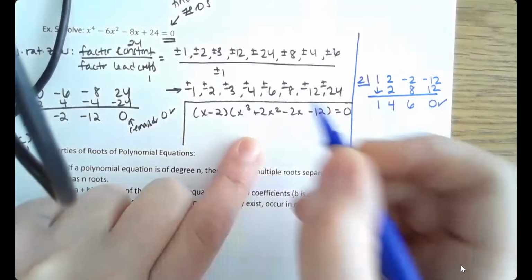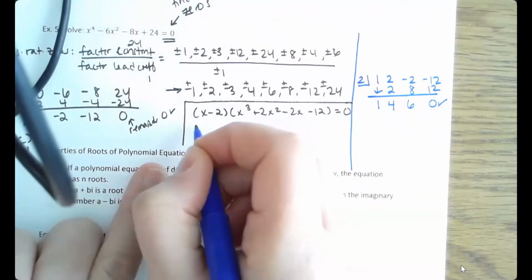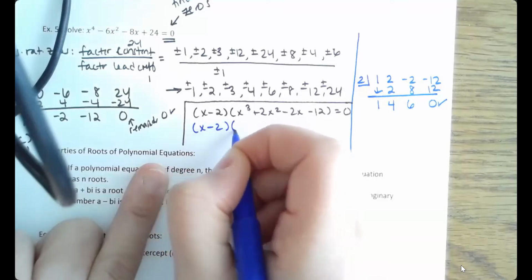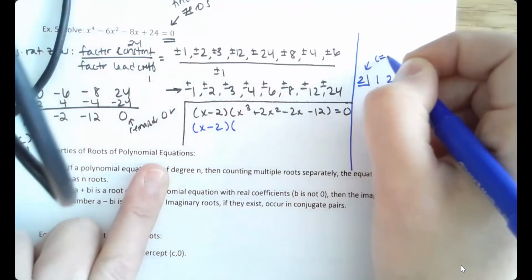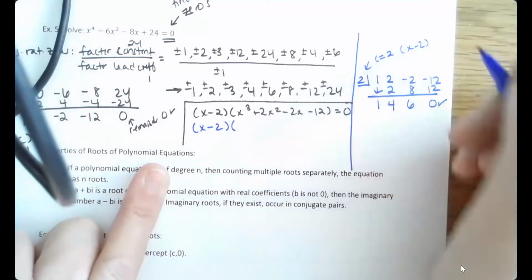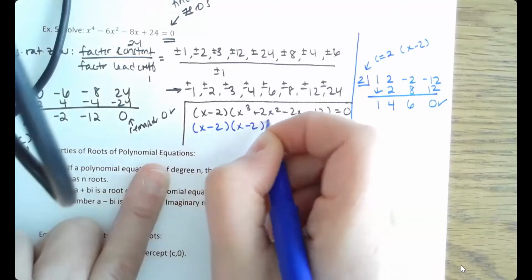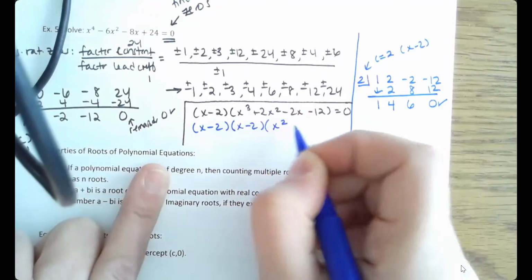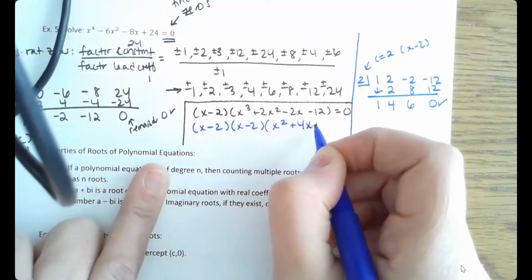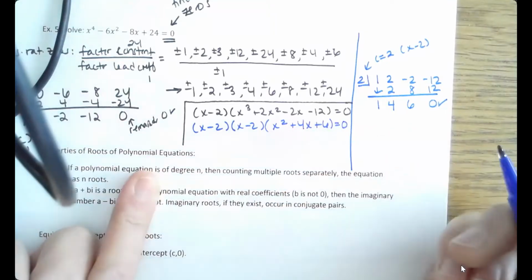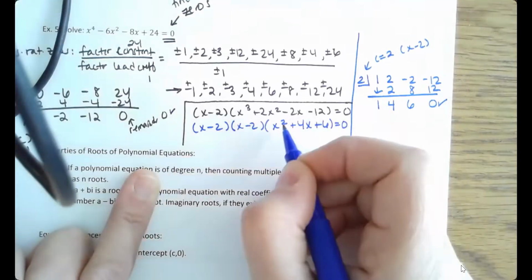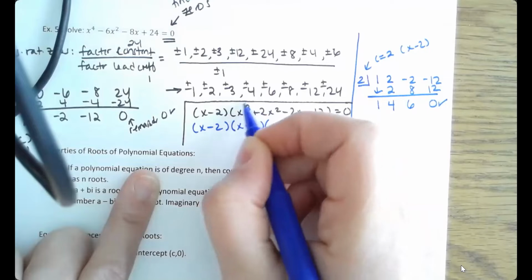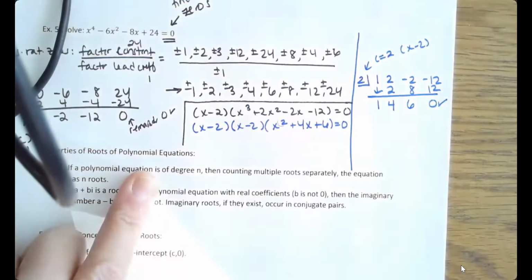So now I'm able to break this down a little bit more. So I have x minus 2. My c value is 2 here, so I have another factor of x minus 2. And then my remaining group is going to be x squared plus 4x plus 6 equals 0. And the reason I started with squared is because it was cubed, so I always go down one exponent to start.